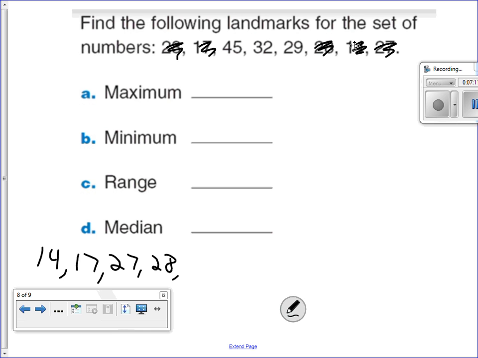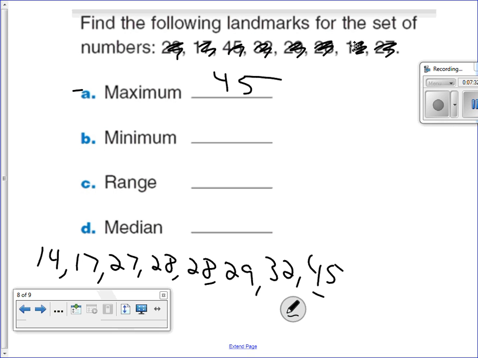Next is 28. Yeah, you have to write 28 twice if there's two 28s. 29, 32, 45. Now I have to ask maximum, maximus. What's my largest number? Boom, I just go all the way to the right. 45 is my largest. That was easy.